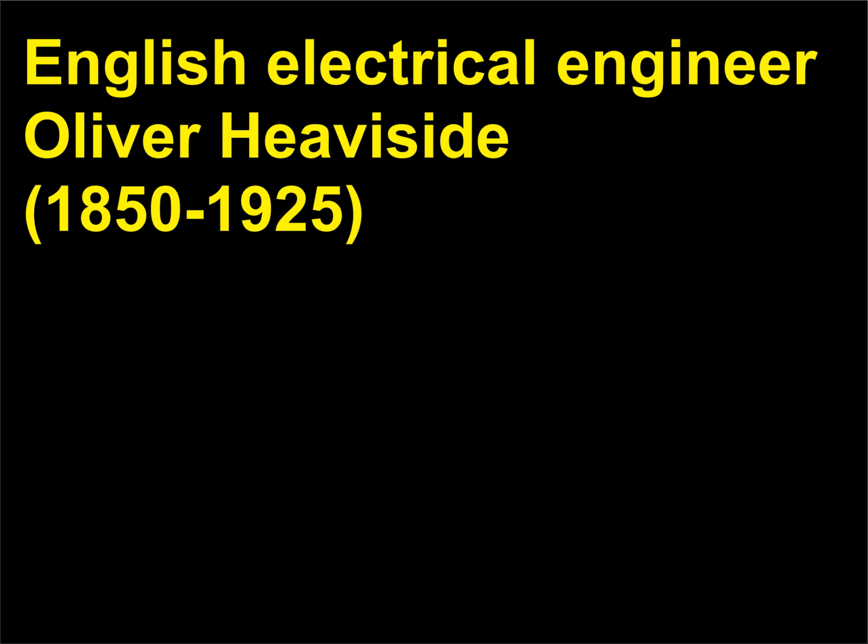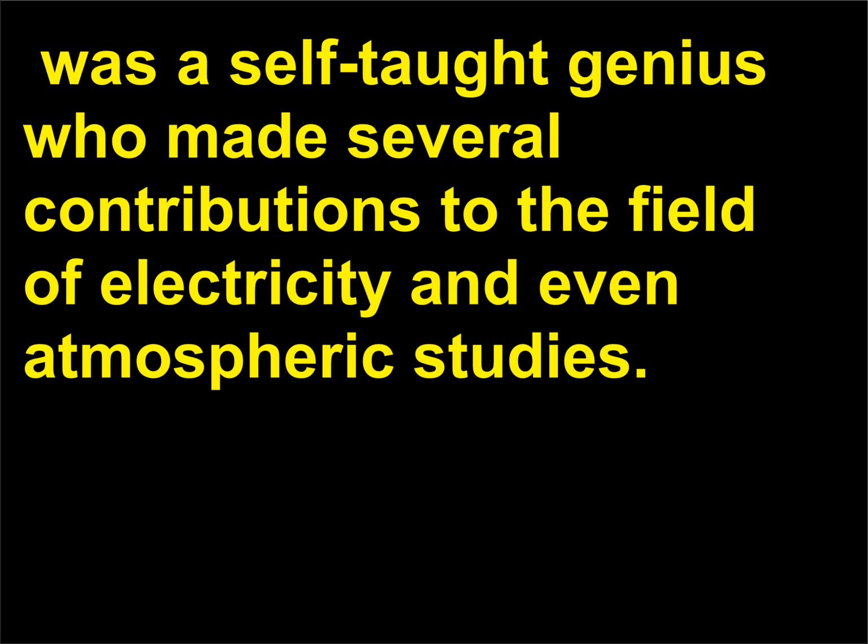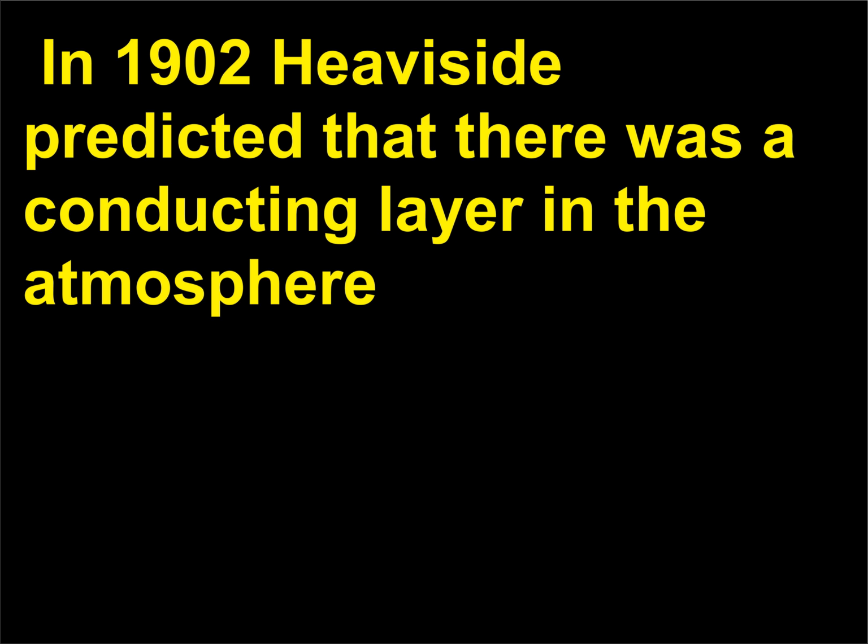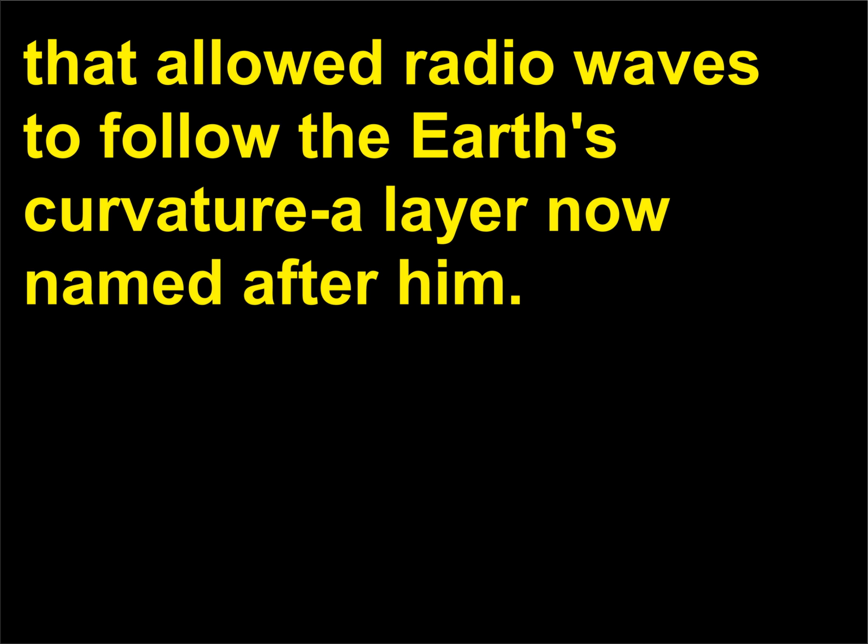English electrical engineer Oliver Heaviside, 1850 to 1925, was a self-taught genius who made several contributions to the field of electricity and even atmospheric studies. In 1902, Heaviside predicted that there was a conducting layer in the atmosphere that allowed radio waves to follow the Earth's curvature, a layer now named after him.